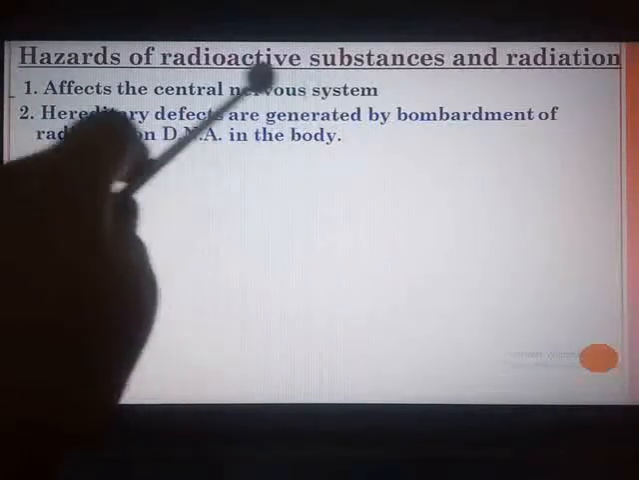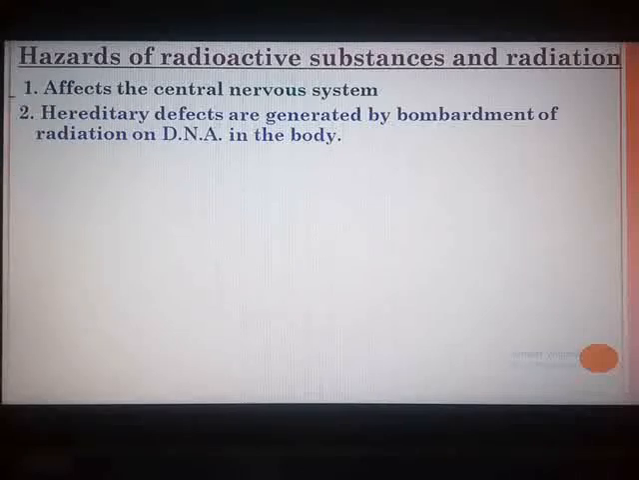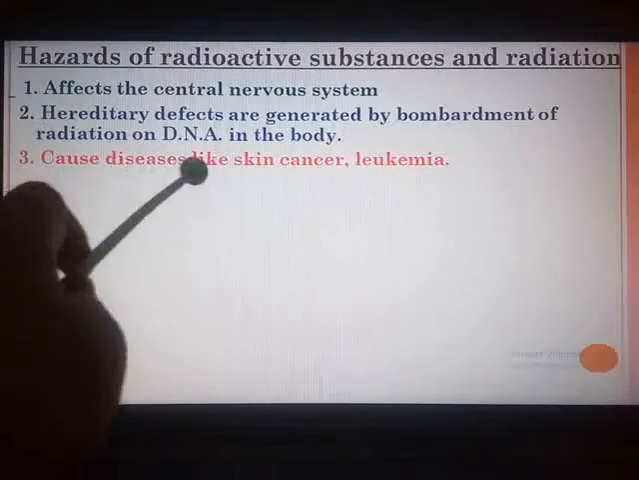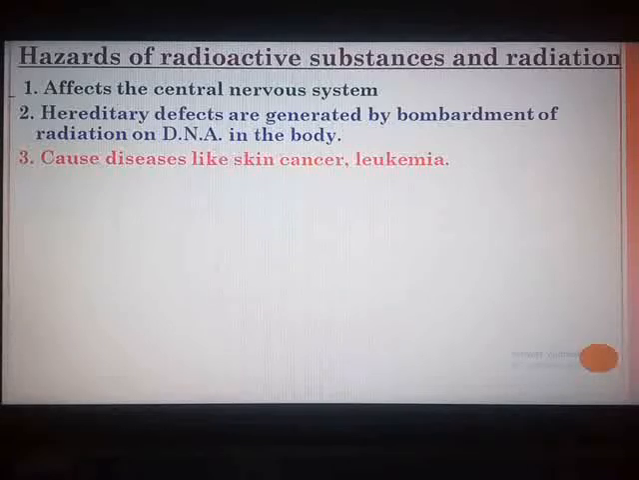Hereditary defects are generated by the bombardment of radiation on DNA in the body. Practically, you have knowledge about the bomb attacks in Hiroshima and Nagasaki. In the generations born till now, the hereditary defects are passed on and can be clearly seen. It causes diseases like skin cancer, leukemia, etc. This radioactive radiation has the ability to penetrate the skin, and thus different types of diseases are caused if you are exposed to it for a longer amount of time.